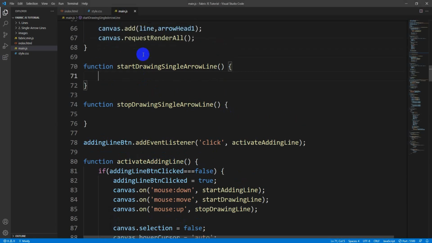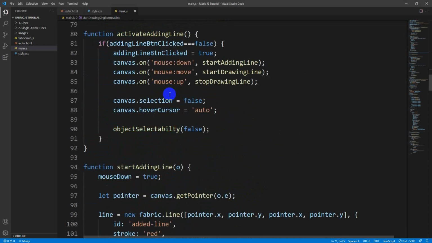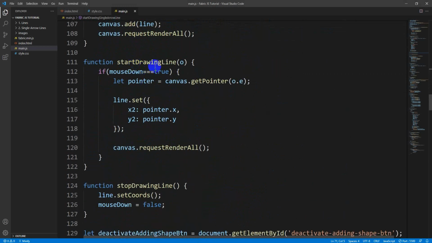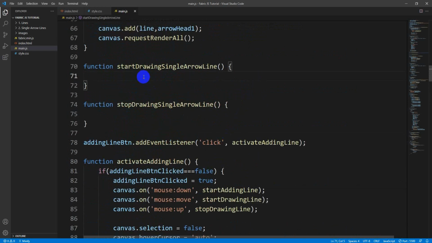So what we want to do is this start drawing of the single arrow line over here. It's almost the same as start drawing line, so we can copy some of the code from the start drawing line function. In fact, we can copy all of this. Let's copy all of this and add it over here.